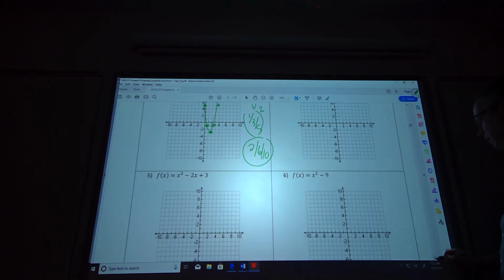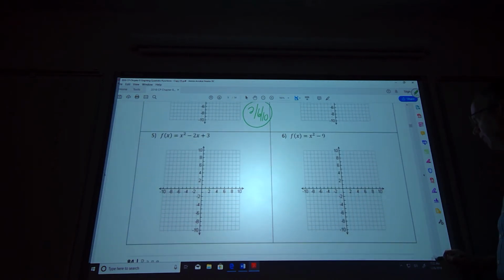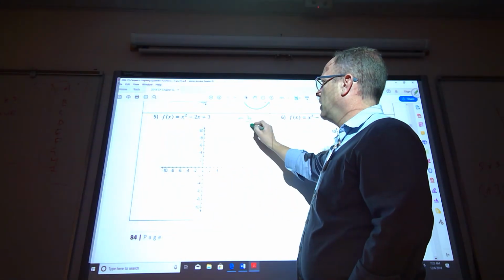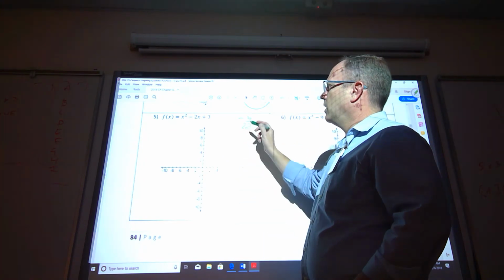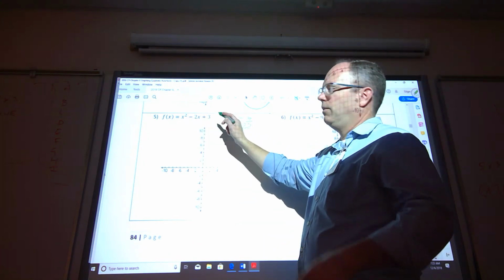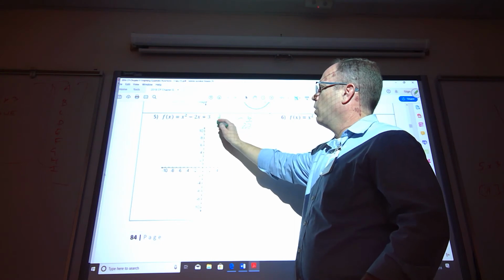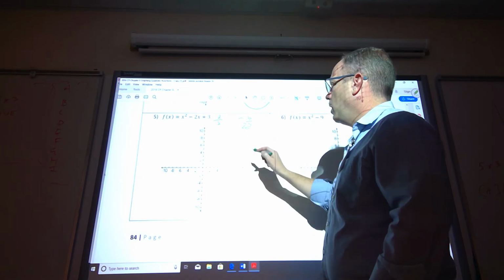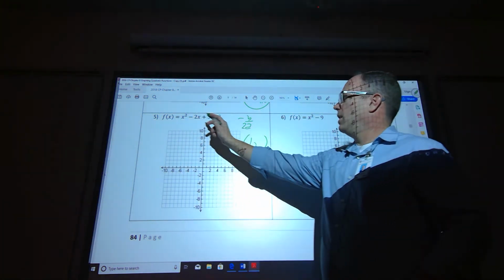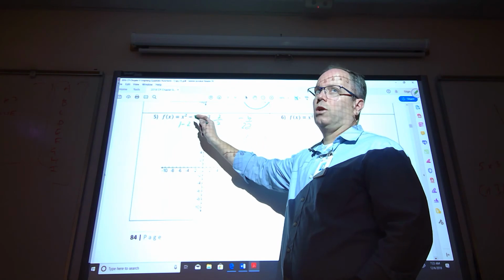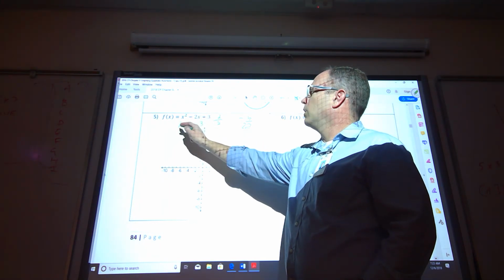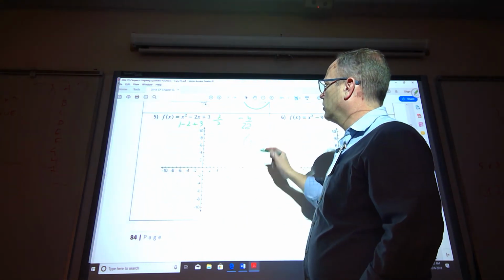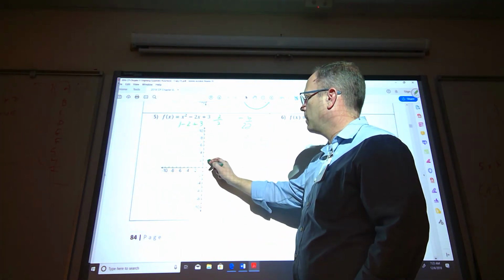Number 5, it looks like my a value is 1, my b value is negative 2, my c value is 3. So I'm going to use negative b over 2a again to get my vertex. So my b value is negative 2, so I get negative 2, which is positive 2, over 2 times a, 2 times 1. So the x component of my vertex will be 1. Okay, we're finding our vertex. Plug that in. 1 squared is 1, minus 2, because 2 times 1 is 2, plus 3. So 1 minus 2 is negative 1. Negative 1 plus 3 is 2. So I have a vertex of 1, 2.